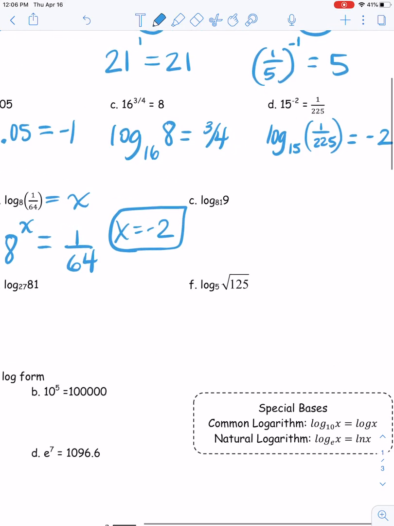Then the last one on this row, if you want to put the equal x just to help you understand how to write it in exponential form and then solve it that way. So this is saying 81 to the what power gives us 9? Well, obviously we know that x is going to be a fraction, a number less than 1. And we know that the square root of 81 is equal to 9. So how do we write a square root as an exponent? 1/2. So this is 81 to the 1/2 power equals 9.